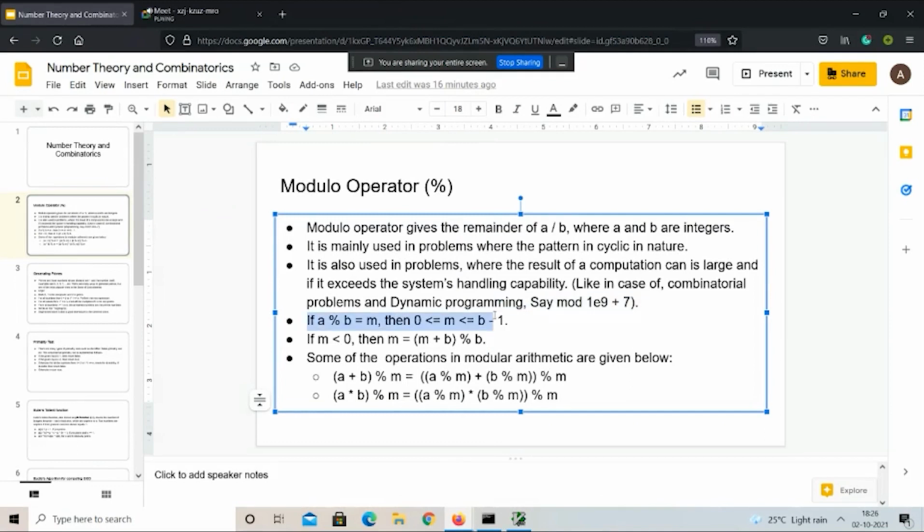Always remember this concept. This point will help you a lot in solving a lot of modulo related problems. This is an observation that you have to make, and to observe this quickly, you should solve more problems.